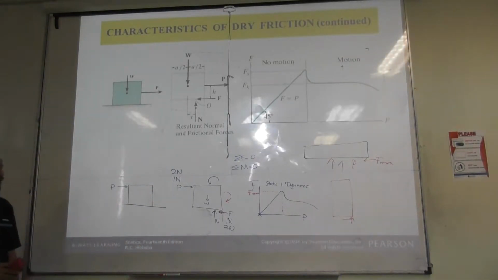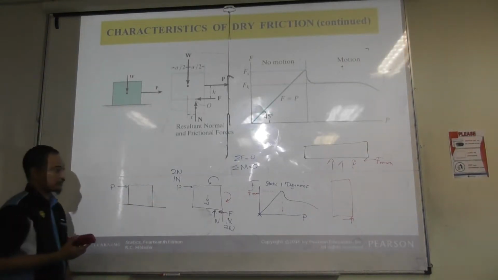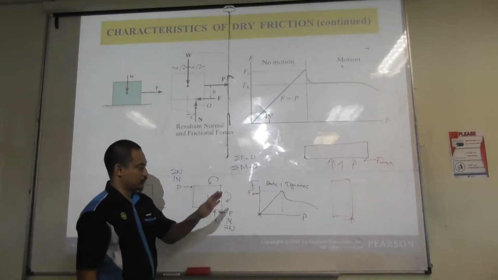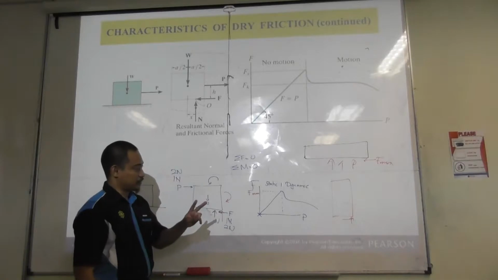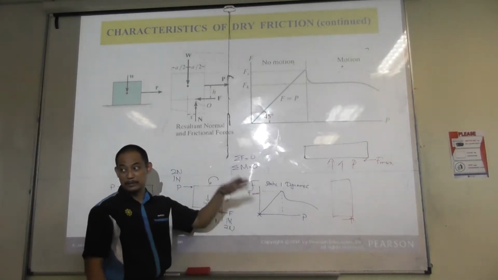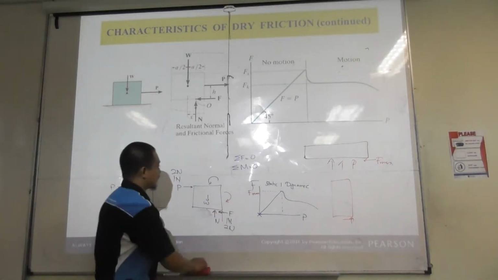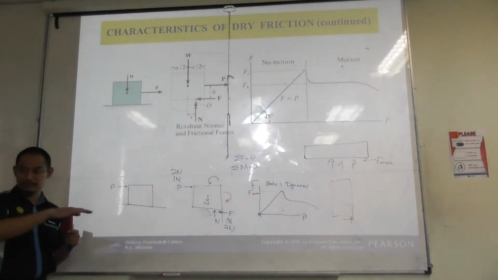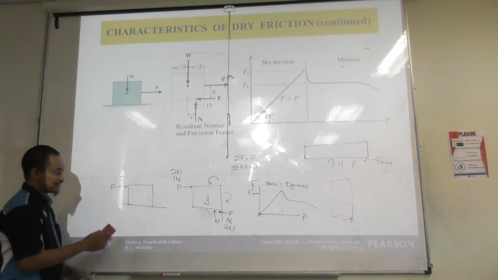So how to solve? That's the interesting part, because when you want to solve, for example, the question says what is the force that you can apply before it moves. There are two possible movements. One is slipping, one is tipping. Right? Slip and tip. Slip. You understand? You know slip, right? You can slip.